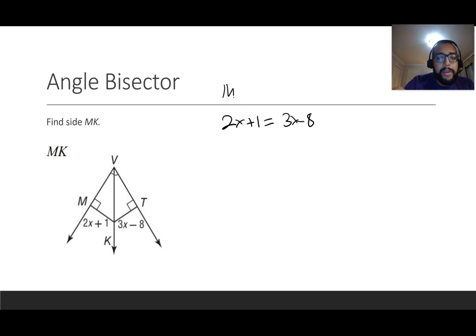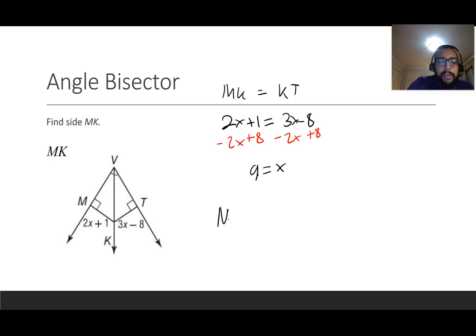And I'll go ahead and say that MK is equal to, is that KT? Yeah, KT. And again, from here, nothing too crazy. We're just solving for x. So subtract 2x on both sides, and then I'll go ahead and move 8 on both sides. So we'll end up getting here that 9 equals x. And so MK is 2x plus 1. Therefore, all of MK is going to be 19.